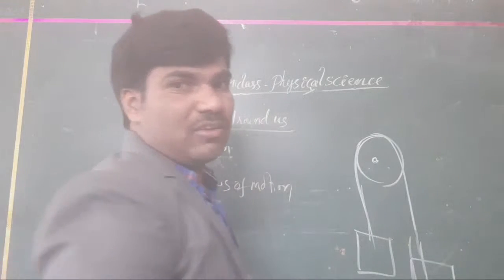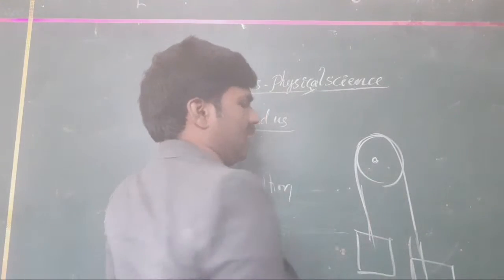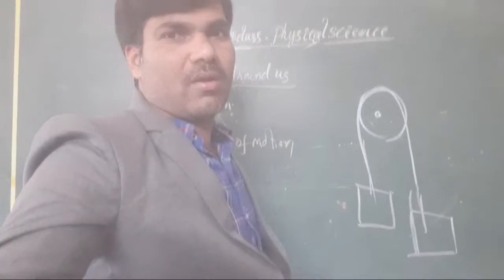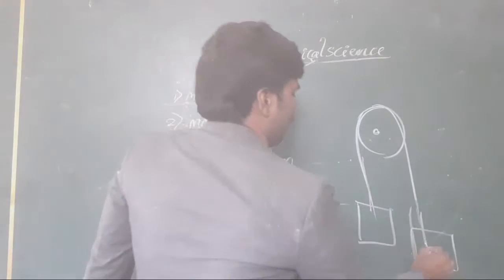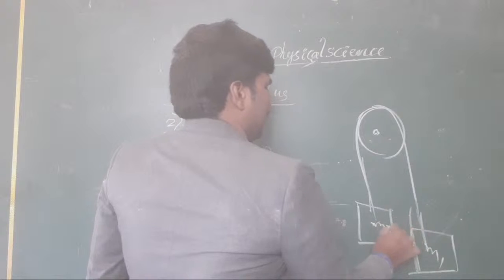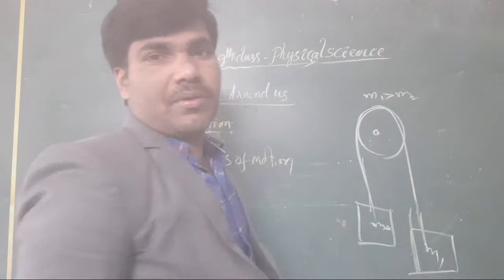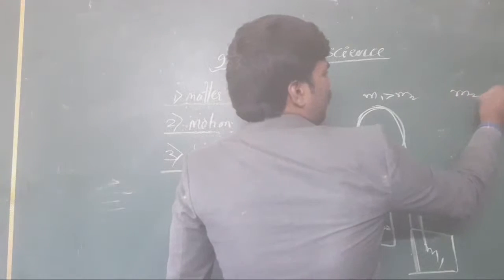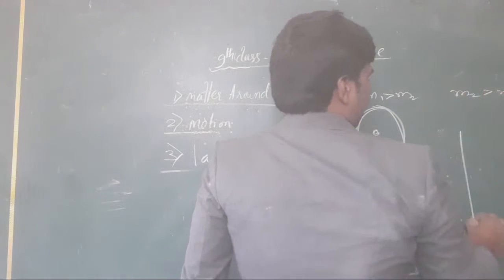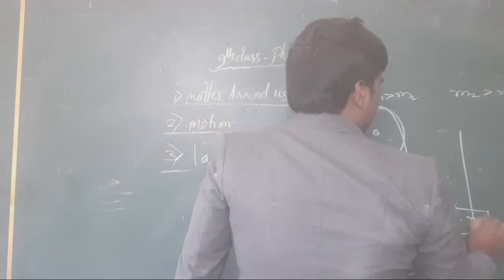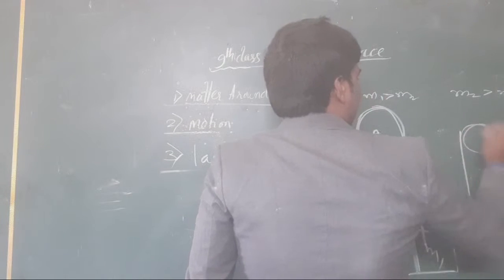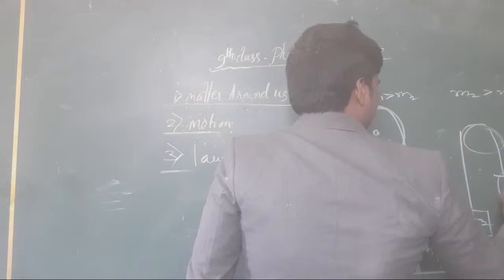Like this, it is called an Atwood machine. Clear or not, all of you? And here there is M1 and M2. In case M1 is greater than M2, this situation occurs. Otherwise, in case M2 is greater than M1, the situation is like this: here M2, the pulley is like this, and there is M1.